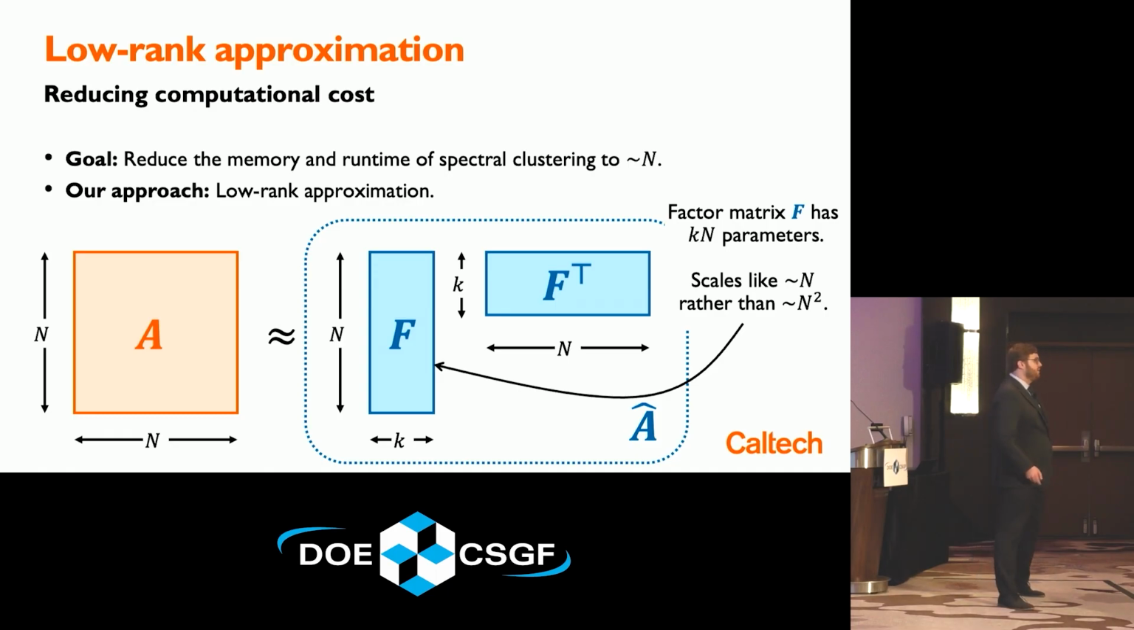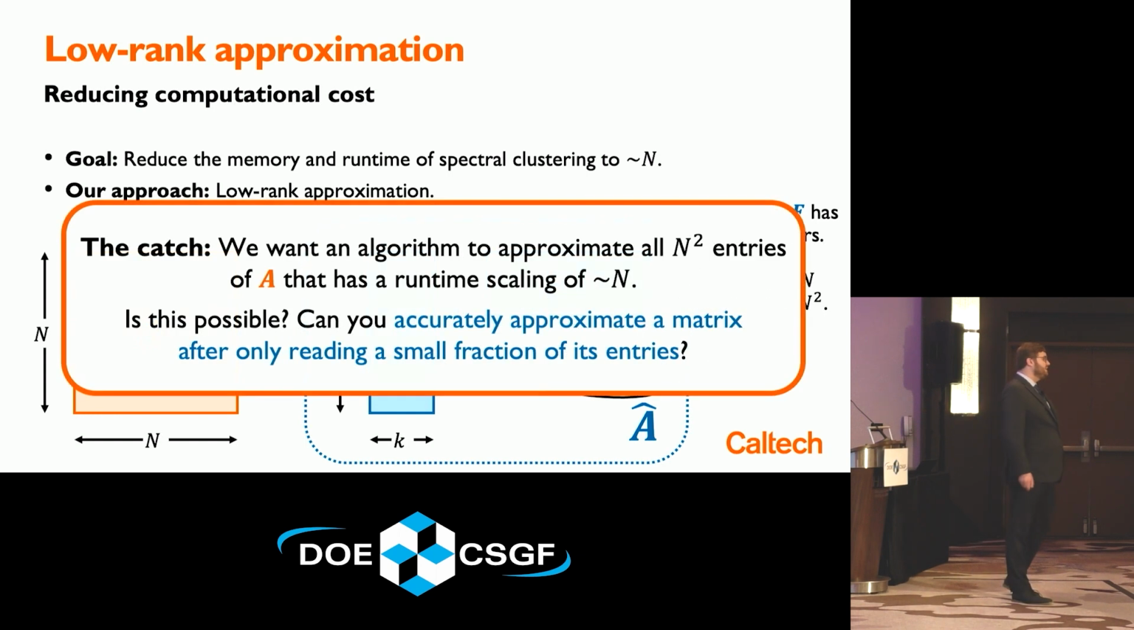But there's kind of a paradox or a real challenge in actually using this low-rank approximation strategy, which is that we're trying to approximate all n squared numbers in this n by n array, but we want algorithms that scale only linearly in n. So in particular, we want an algorithm that's going to approximate all n squared entries in A that only looks at a small fraction of the entries. Because if I want an algorithm that has a runtime scaling like n, I can't even look at all n squared entries in that runtime budget. So this seems like a kind of impossible algorithmic task, but surprisingly, it's not.